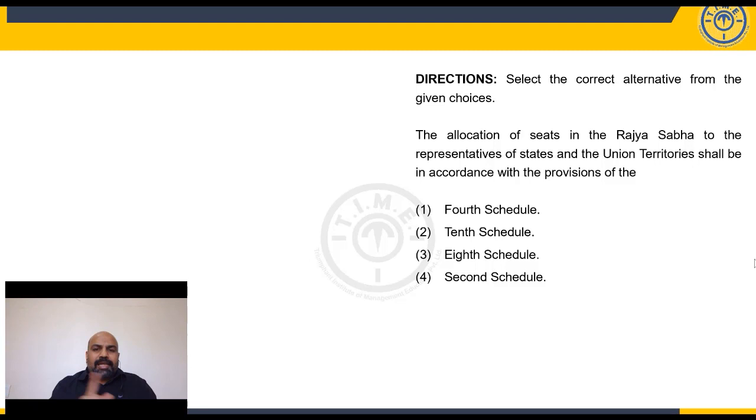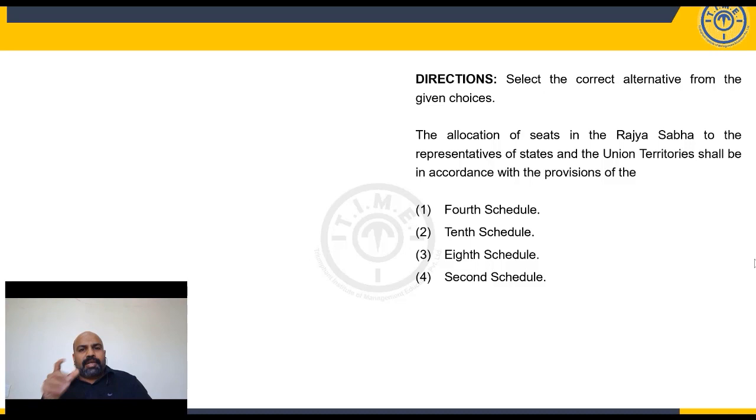To stop such behavior, in 1985, the 52nd Amendment brought in the 10th schedule. This kind of law empowers the Speaker of the House to disqualify a defecting MP or MLA. See, but this is rarely used in the right sense.